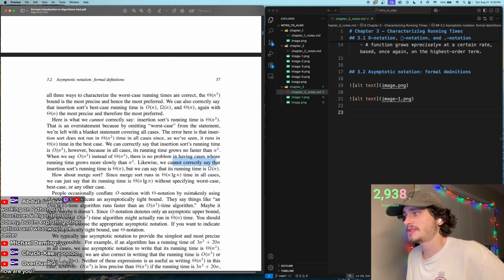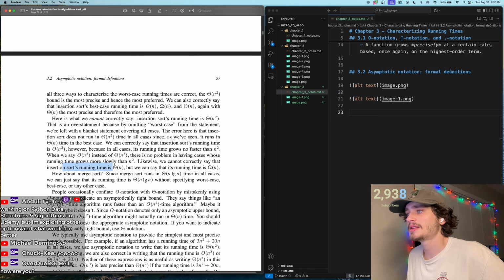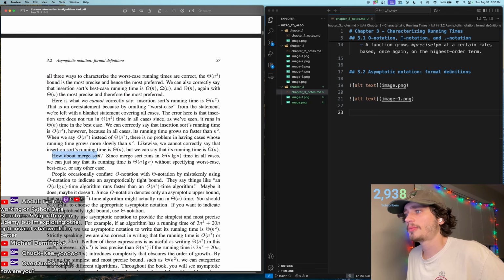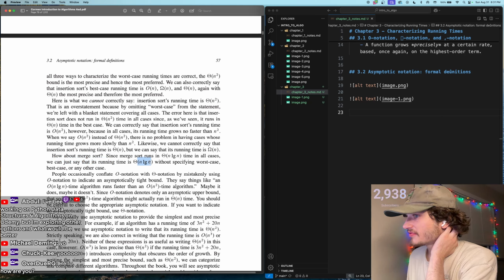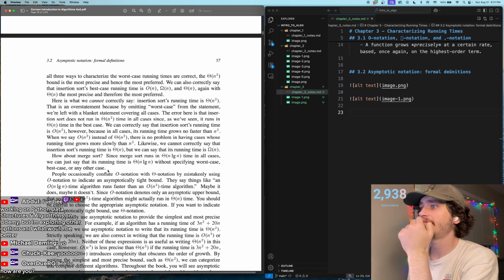Likewise, we cannot correctly say that insertion sort's running time is theta n, but we can say that its running time is omega n. How about merge sort? Since merge sort runs in theta n log n time in all cases, we can just say that the running time is theta n log n without specifying worst case, best case, or any other case.